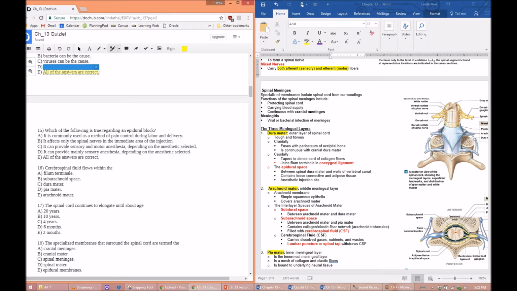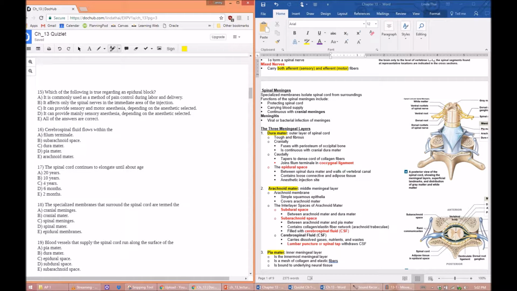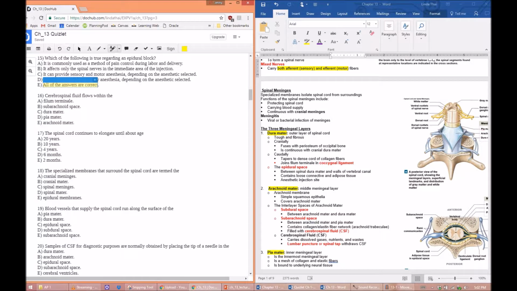Number 15, which of the following is true regarding an epidural block? A, it is commonly used as a method of pain control during labor and delivery. Yes. It affects only the spinal nerves in the immediate area. Yes. It can provide sensory and motor anesthesia depending on the anesthetic selected. Yes. All of the above is correct.